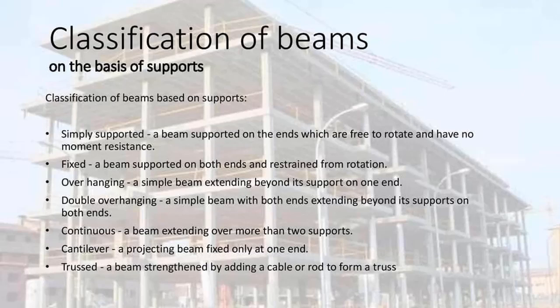Continuous beam, a beam extending over more than two supports. Cantilever beam, a projecting beam fixed only at one end. Trussed beam, a beam strengthened by adding a cable or rod to form a truss. The types of beams are shown in the next slide, that is simple beam, continuous beam, semi-continuous and cantilever beam.